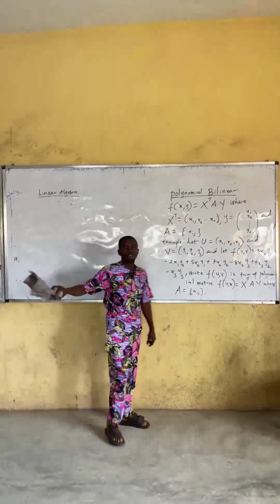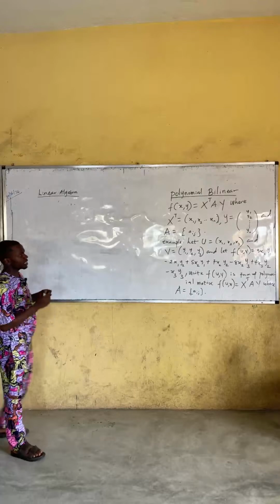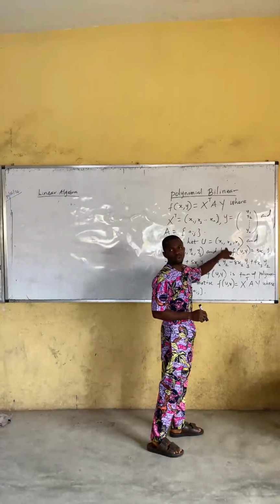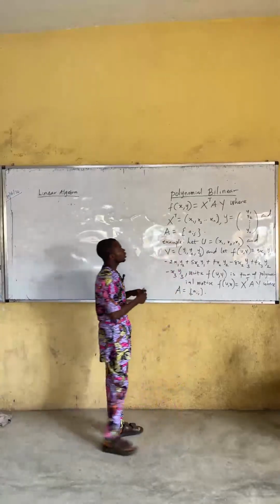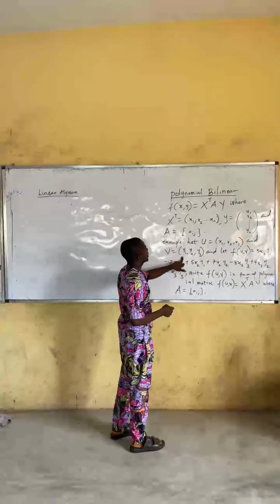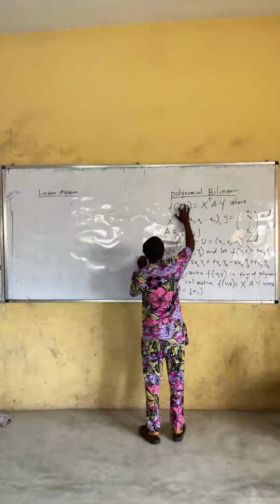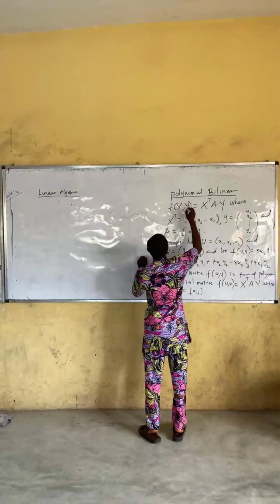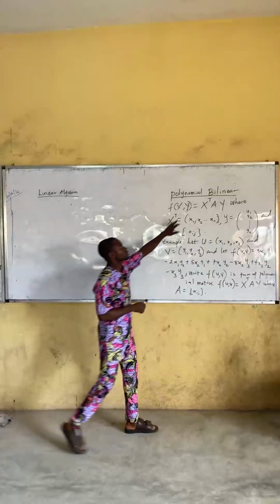Are we here now? Okay, let's go. The question says, let U be x1, x2, x3, and let V be y1, y2, and what? Please change it to capital letter.